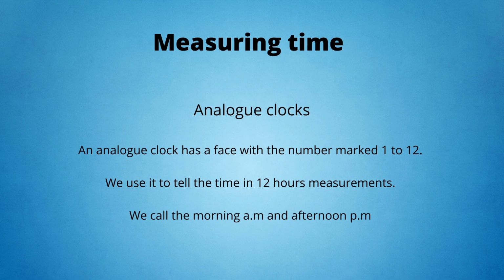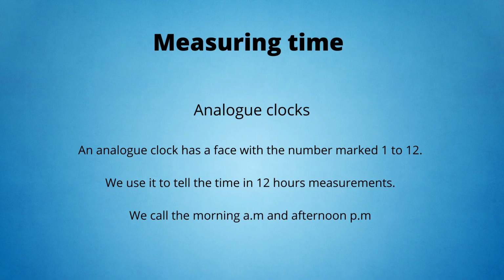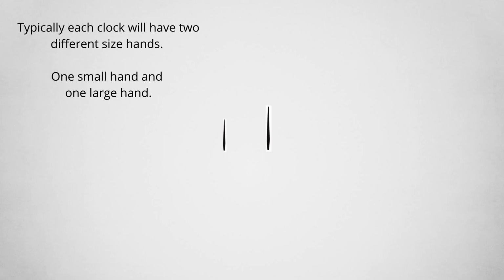So an analog clock has a face with the numbers marked 1 to 12. We use it to tell the time in 12-hour measurements. So here we have a clock face with numbers 1 to 12 in a circular fashion, and they're evenly spread out. Typically, a clock will have two hands of different sizes, one being smaller than the other.